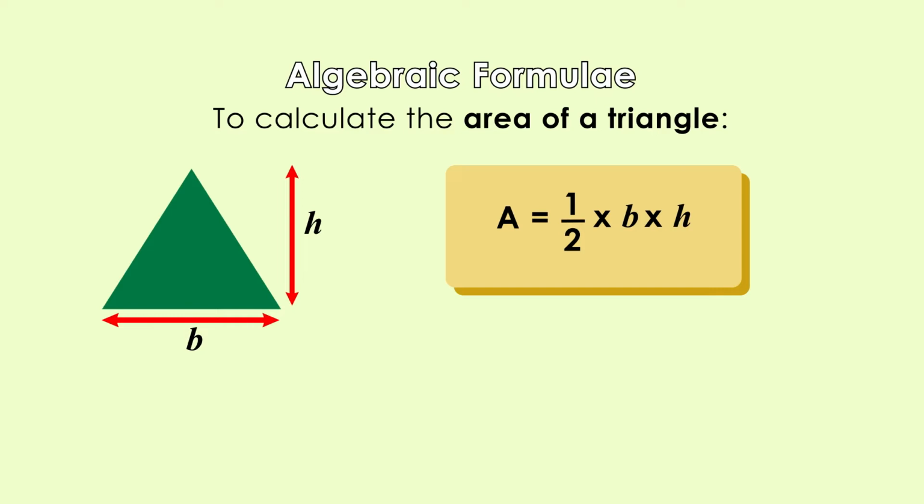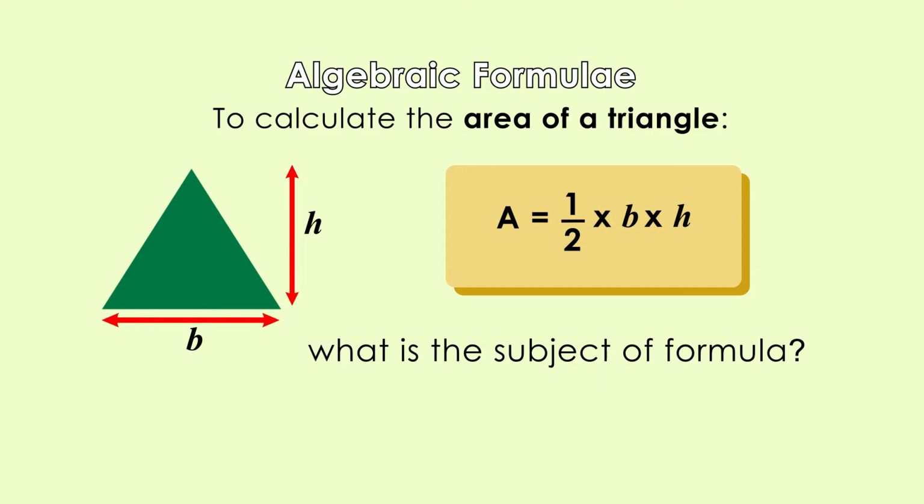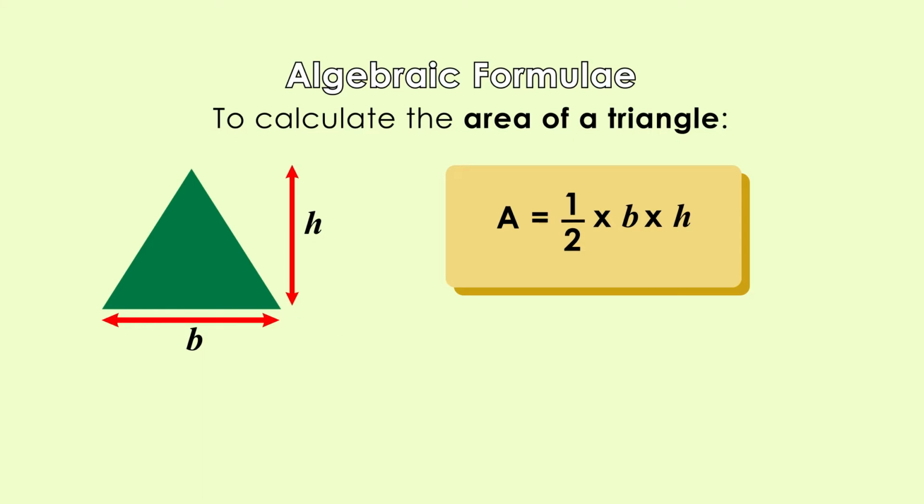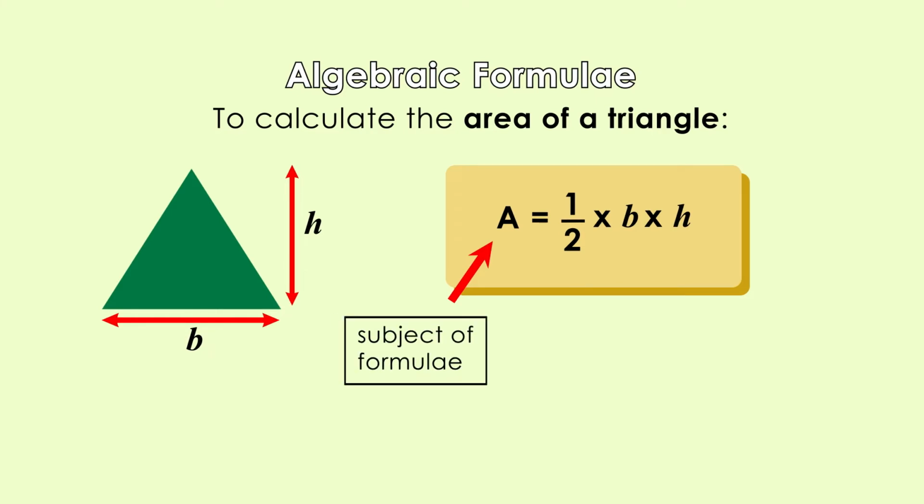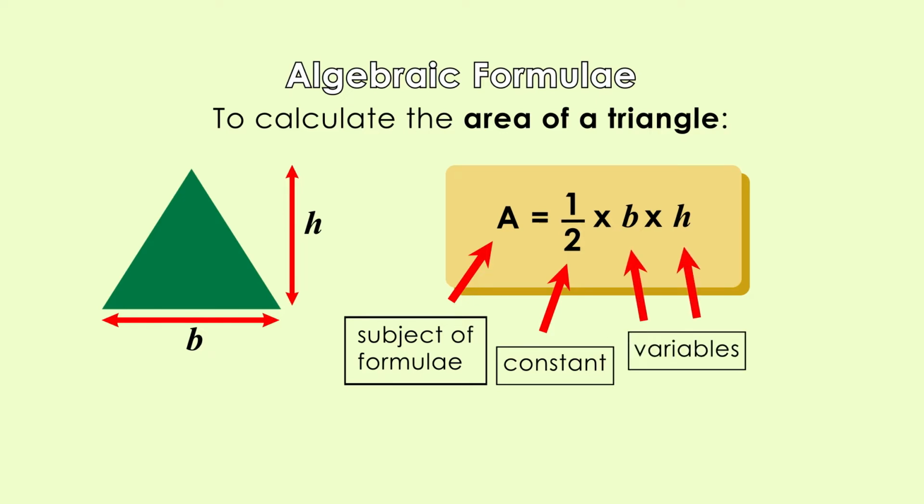Girls and boys, can you tell me what is the subject of the formula? Excellent. A, which represents the area of the triangle, is the subject of the formula. How do we label 1 over 2? Well done, 1 over 2 is the constant. And what about B and H? That's absolutely correct. B and H are variables.